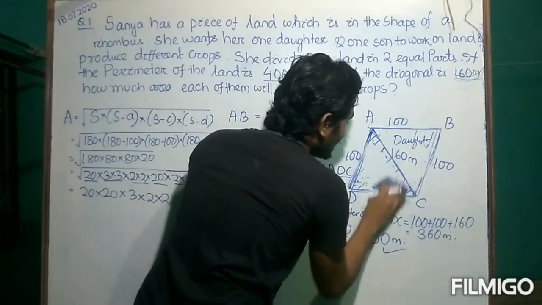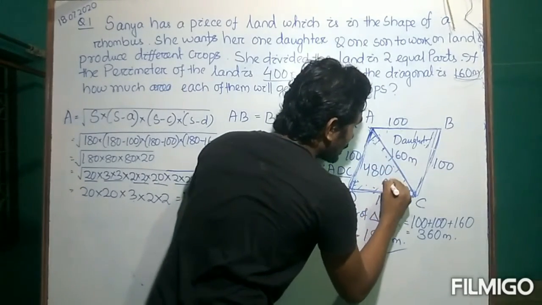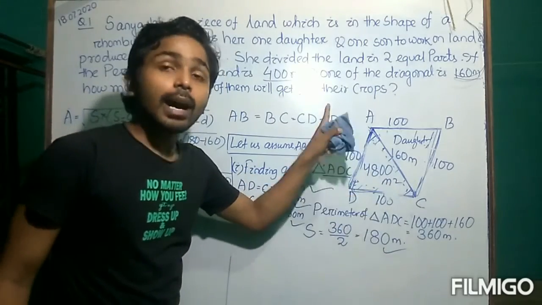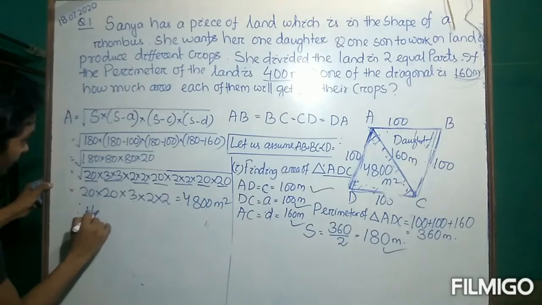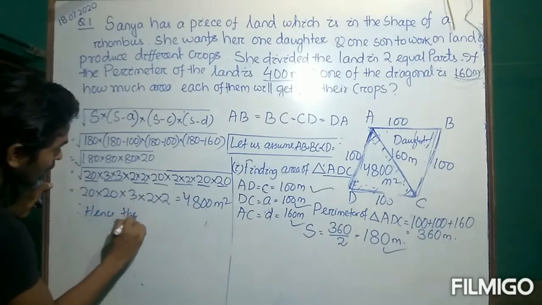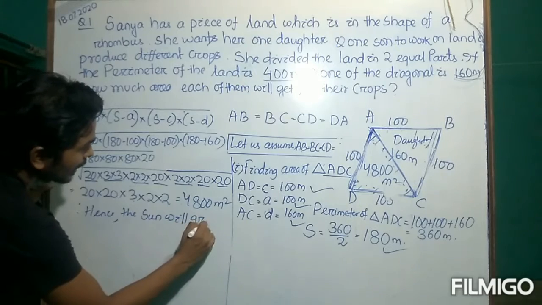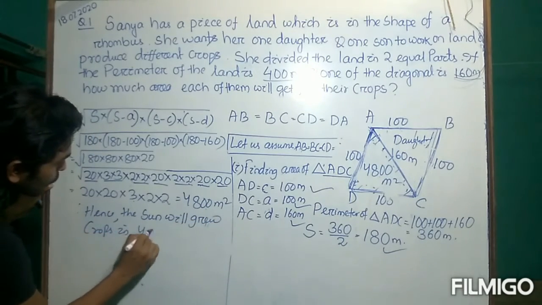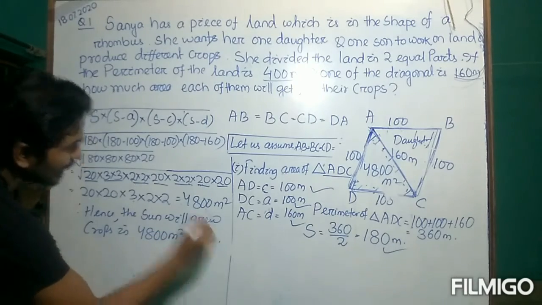Okay, so write it. The area of this is 4800 meter square. So in this triangular land, her son will grow crop. So you can write, hence the son will grow crop in 4800 meter square area. Clear?